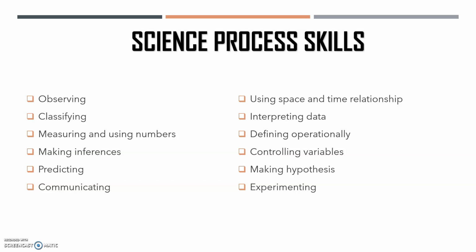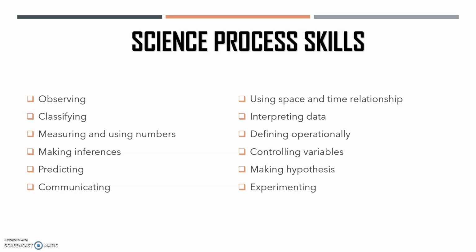The second skill is classifying, using observations to sort and group objects or phenomena based on the same characteristics. Objects with the same characteristics are grouped into the same group. For example, the classification of animals based on their physical characteristics.